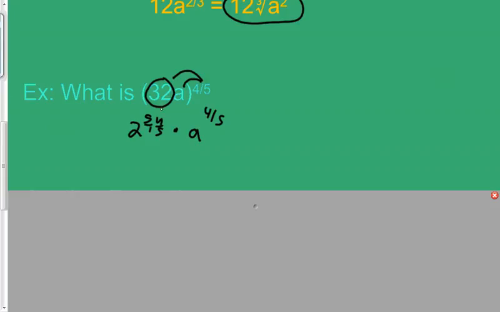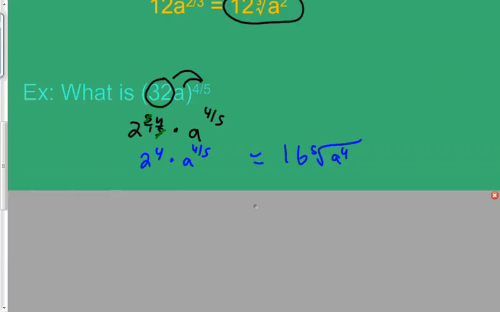If you look at this, 5 on top cancels out with the 5 on the bottom. So really, that's just 2 to the 4 over 1 power, or 2 to the 4th power, times a to the 4/5 power. 2 to the 4th power is 32. No, sorry, not 32: 2 times 2 is 4, times 2 is 8, times 2 is 16. So it's 16. And then a to the 4/5 power would be the 5th root of a to the 4th power. Okay?